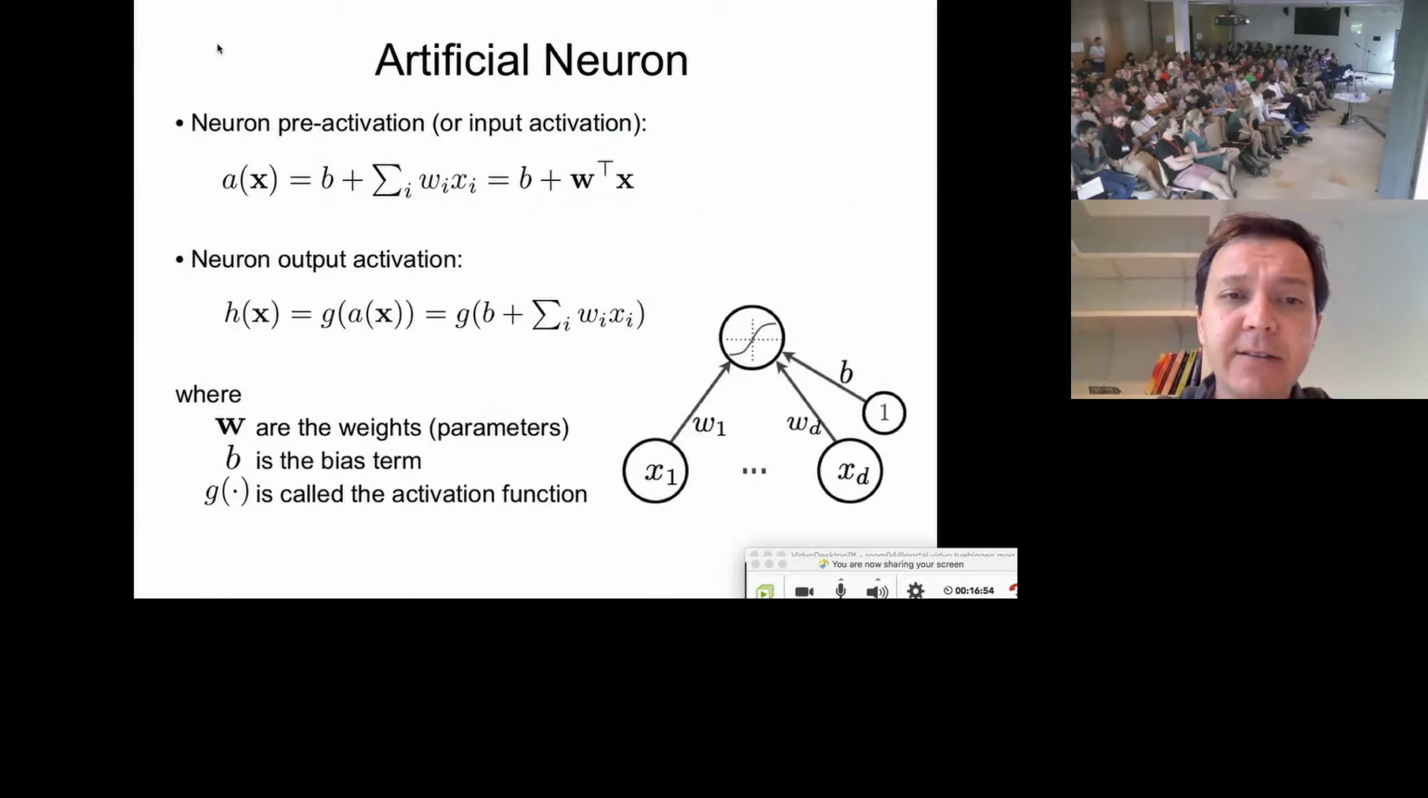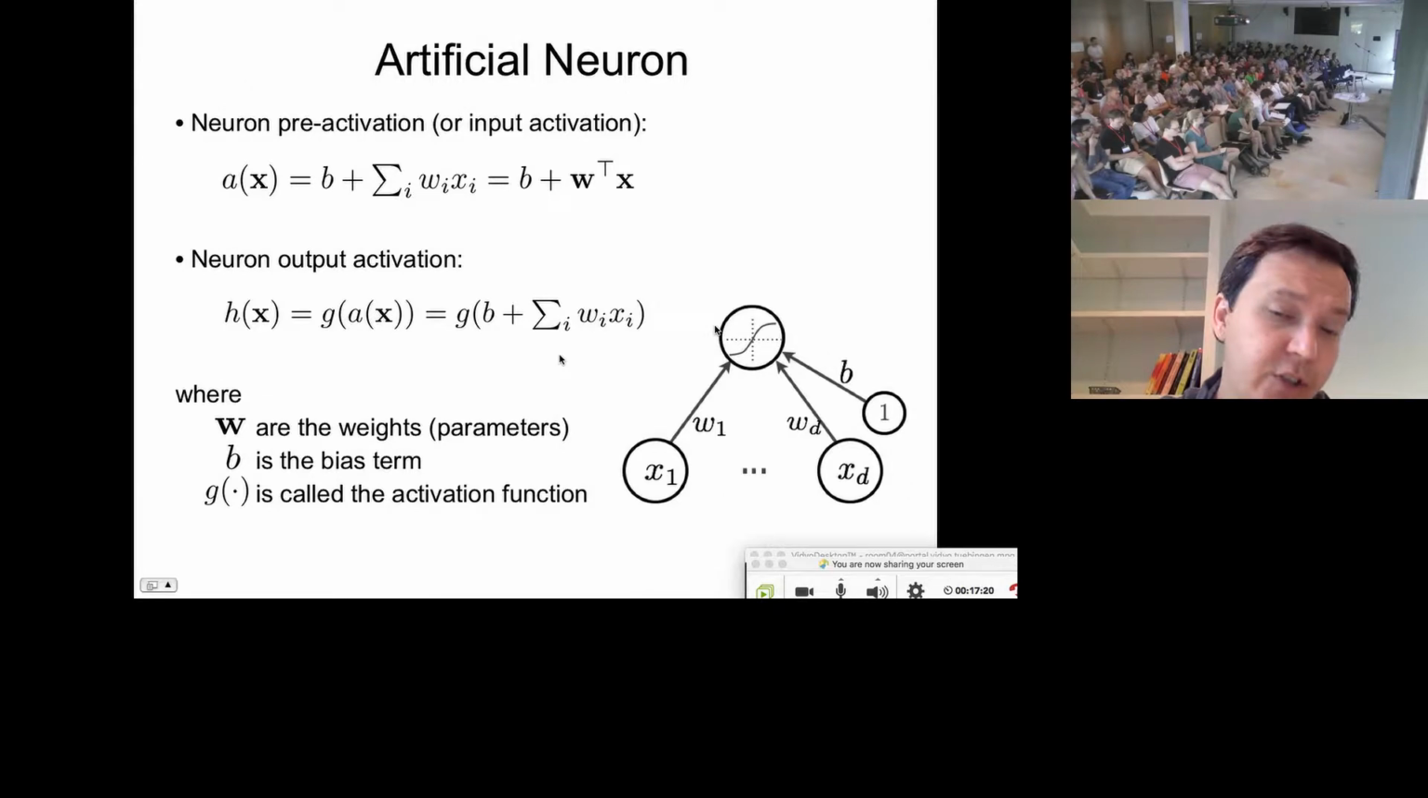Okay, so let me start with a very simple start here. I'm going to say, well, the neuron pre-activation or input activation is just given by a linear combination of your inputs. So this is your input. You just take a linear combination, you add the bias, and that's called neuron pre-activation. Neuron output activation, we're going to be passing it through some nonlinear function g, and that's called the activation function, right? So g could be sigmoid, sometimes people use tanh, and so forth.